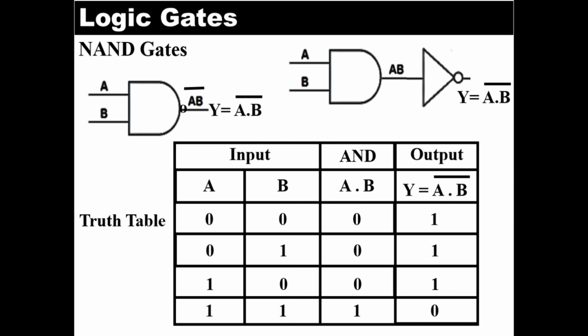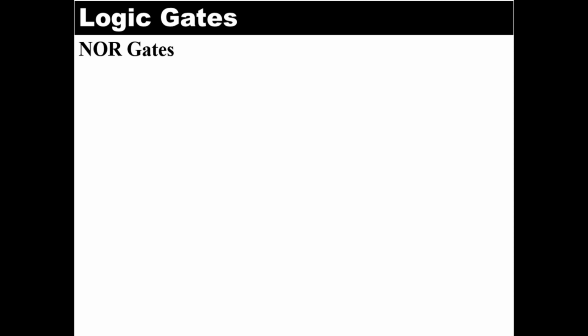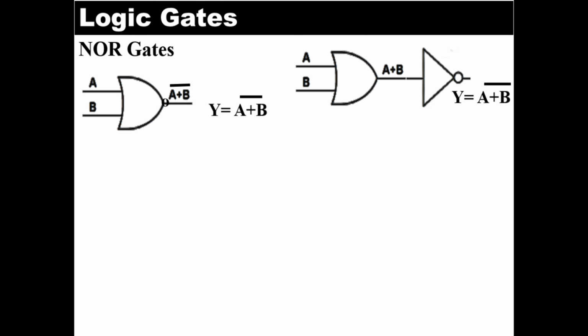Now let's see the last gate, that is the NOR gate. It is the combination of the OR gate and NOT gate. So this is the circuit of the NOR gate, and it is equal to the circuit where the output of the OR gate is given to the NOT gate, and the output of the NOT gate is considered as the output of the NOR gate, where Y is equal to (A plus B) bar. So let's see the truth table of the NOR gate.